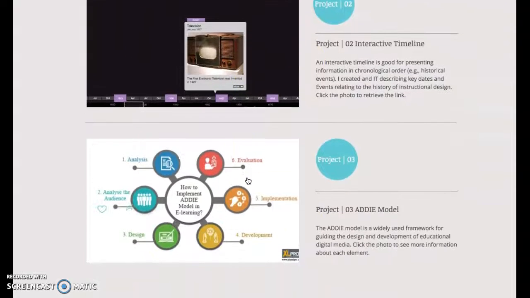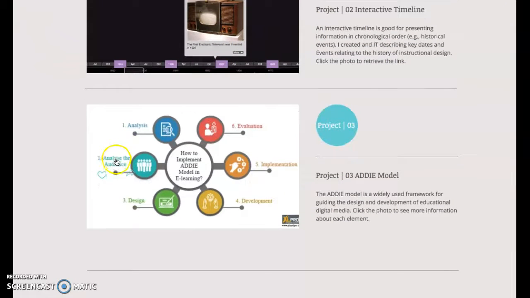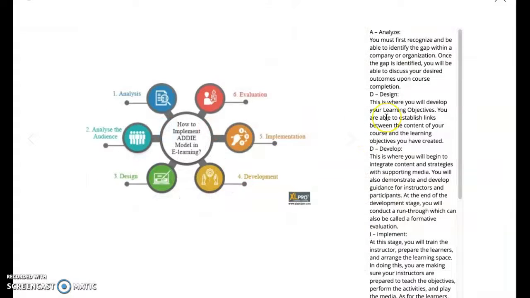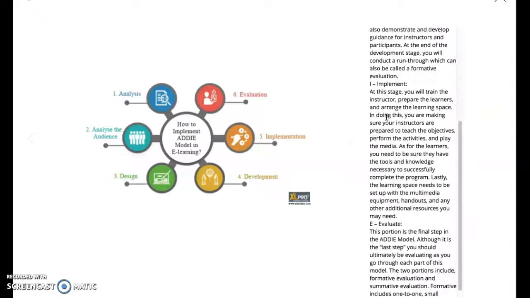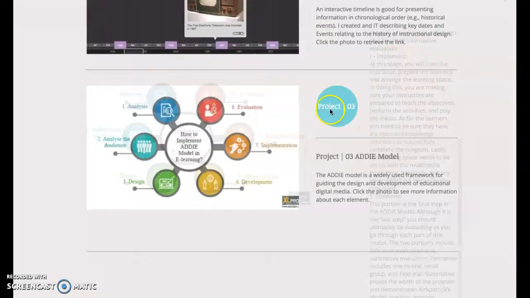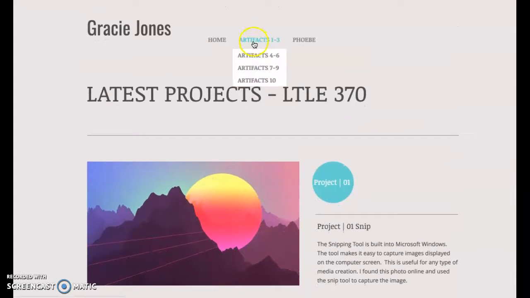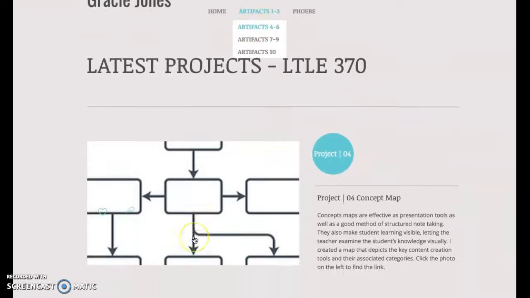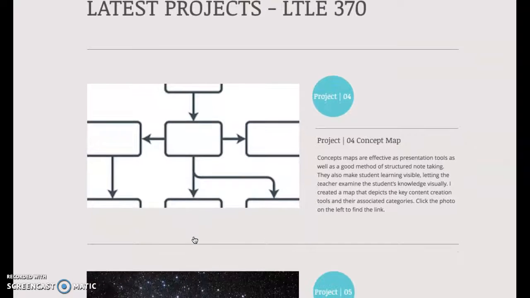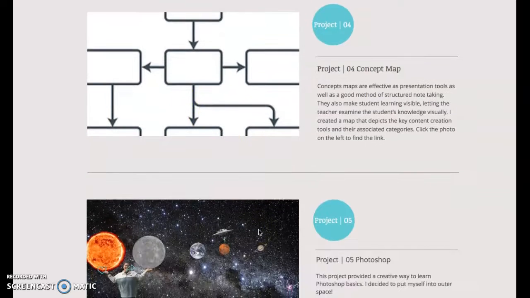If you were to scroll down, you would see that I have an Addy model. This photo shows you all of the different areas of the Addy model, but if you were to click on the photo, I go into more depth about what each letter actually means. So we're going to just check out 4 through 6 really quickly. My concept map is very similar to the interactive timeline. You just click this and then there's a link to my concept map.